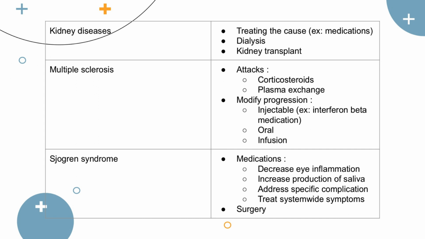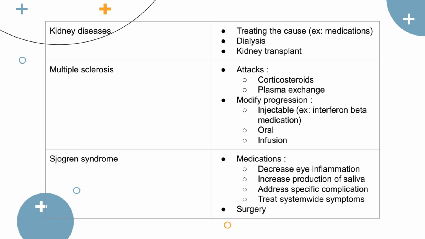Multiple sclerosis is also one of the diseases that can cause taste disturbance. Multiple sclerosis is accompanied by peripheral and central affections for the mandibular nerve and intermediate nerve that lead to taste disturbance. For this disease, the treatments are divided into during the attacks and to modify progression. During the attacks, the drugs prescribed to control this disease are corticosteroids and plasma exchange. To modify progression of the disease, injectable medication such as interferon beta and oral medication such as fingolimod or Gilenya and infusion medications such as ocrelizumab or Ocrevus are prescribed as treatment.